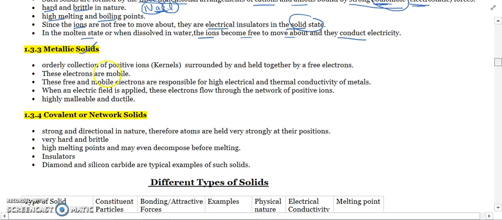Next one is metallic solids. Metallic solids are just a collection of positively charged ions. Positively charged ions, also called kernels, are held together by free electrons.